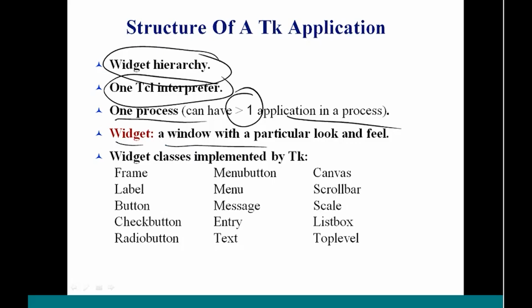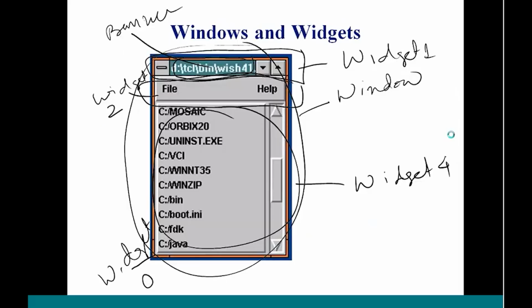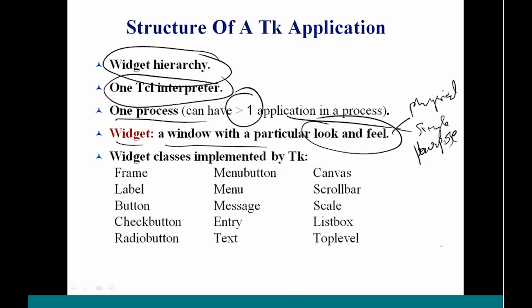Even though it says a particular look and feel, we define it very strictly: a widget has a physical shape and it has a single purpose. This is the same thing that I talked about here, a shape and a task. So, a physical shape and then a singular purpose.